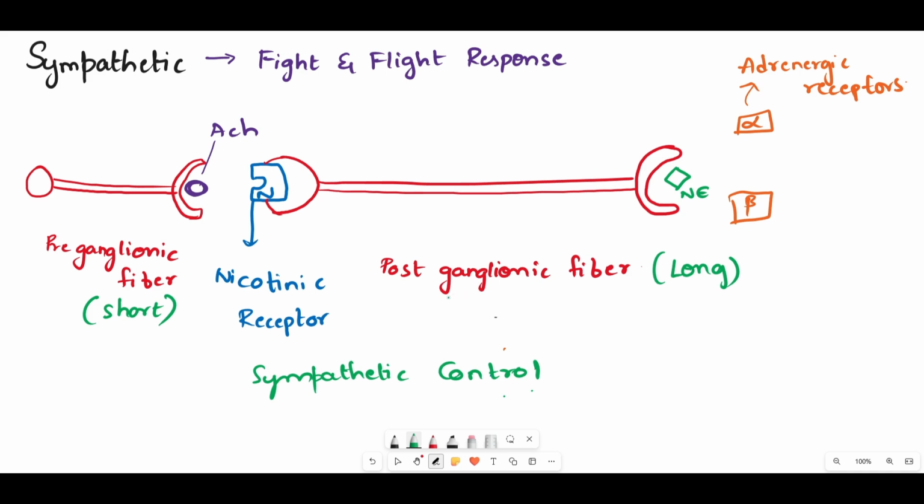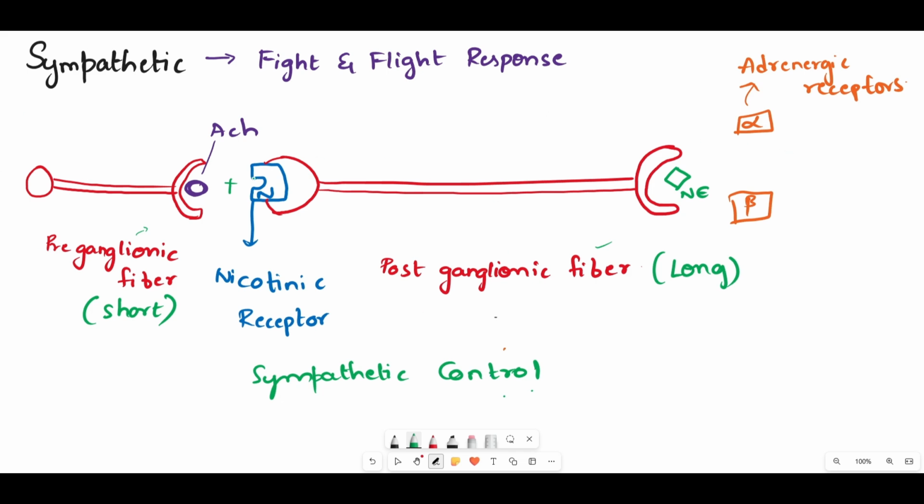Two different neurotransmitters are released. One is acetylcholine, the other one is norepinephrine. So the acetylcholine and the norepinephrine are the two neurotransmitters released in the sympathetic nervous system. This acetylcholine has been released from the preganglionic fiber, whereas the norepinephrine has been released from the postganglionic fiber. The acetylcholine, which is released from the preganglionic fiber, will be binding to the nicotinic receptors in the postganglionic fiber. Similarly, the norepinephrine will be binding to the adrenergic receptors which are present at the end of the tissue.